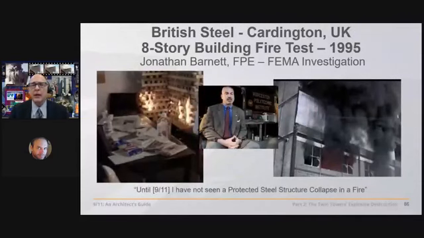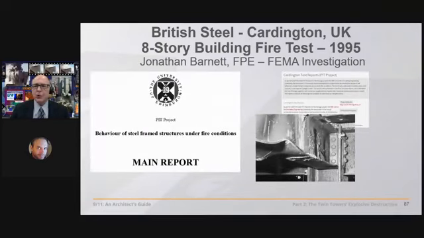Well, fortunately, we have the largest test of its kind. An 8-story building was built for the purpose of burning it. And incredible fuel loads were stacked in, as you see on the left here. And we have some extraordinary conclusions, but let's take a look first.